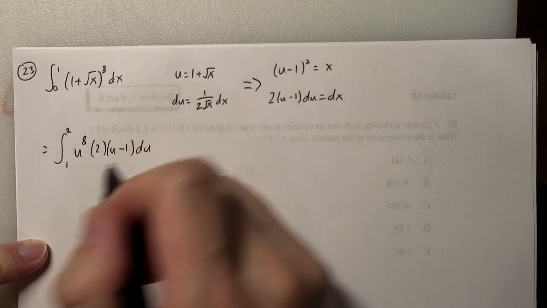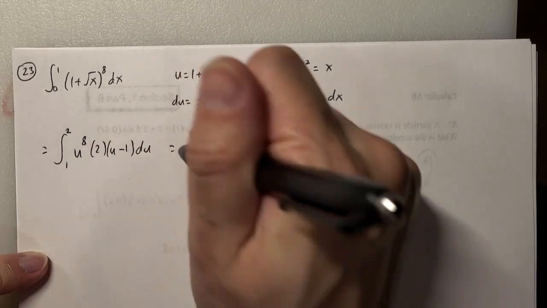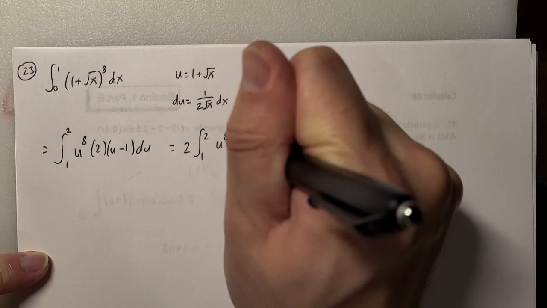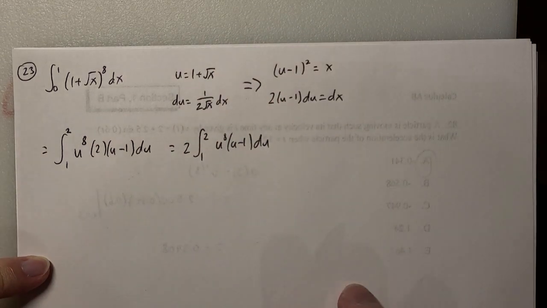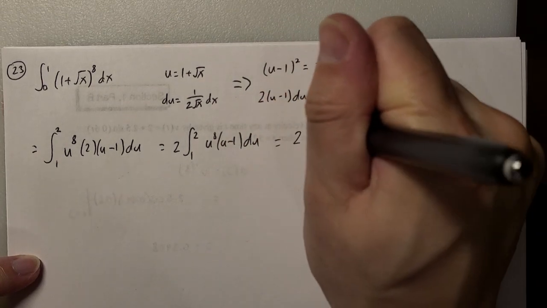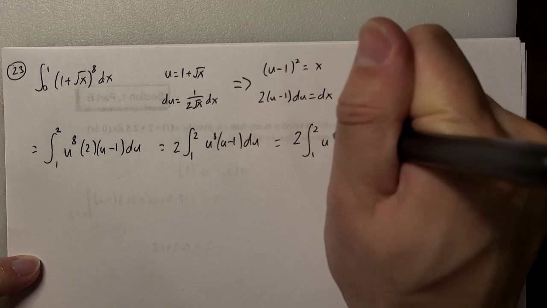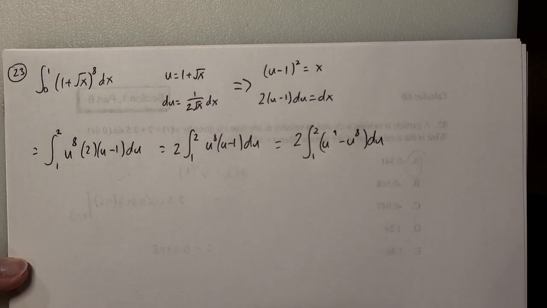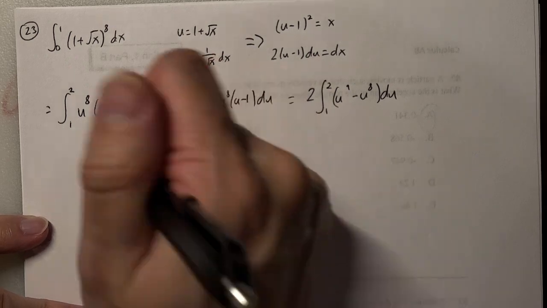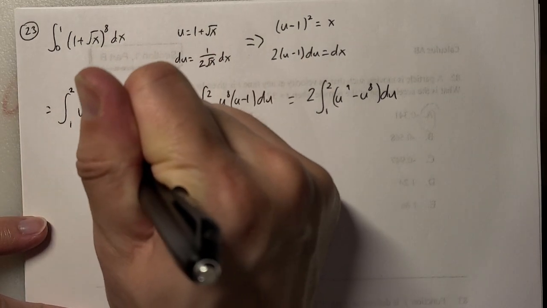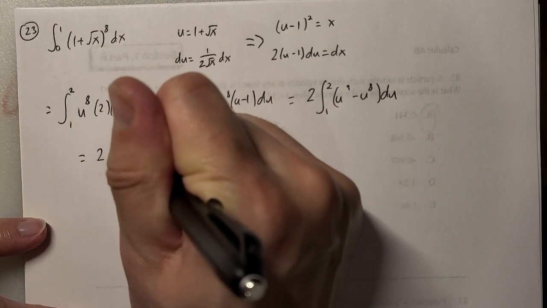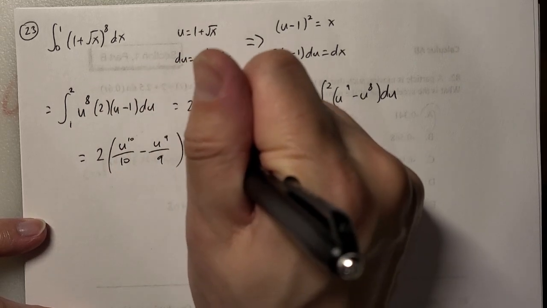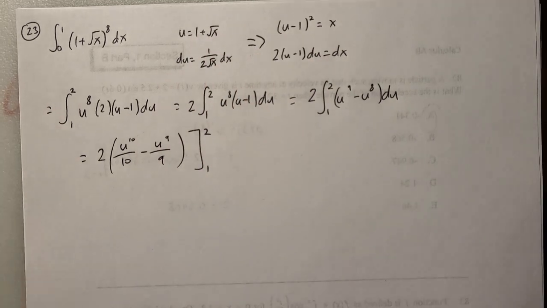This is easy. First of all, we can move the 2 out in front. So we get this, and this we can distribute with the u to the 8th. So it'll be u to the 9th minus u to the 8th. These are just powers, very simple. 2 times u to the 10 over 10 minus u to the 9th over 9. We evaluate from 1 to 2.